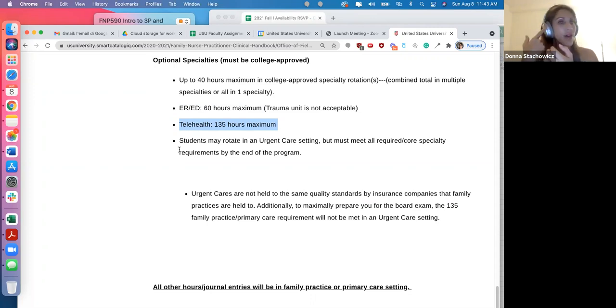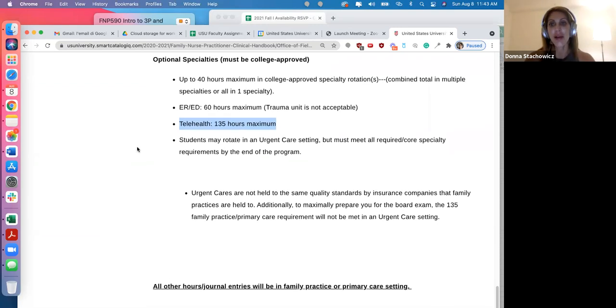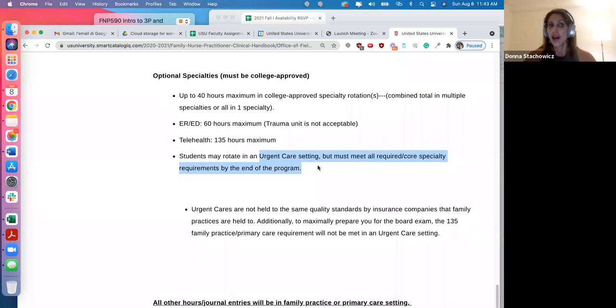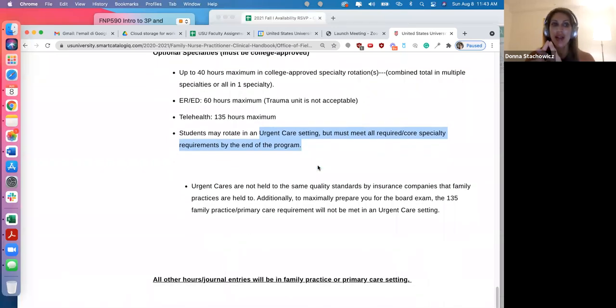If you did all your hours in telehealth, you'll never know how to look into a patient's ear and diagnose an acute otitis media versus an effusion. If you didn't see patients in person, you might not be able to distinguish the subtle differences in their croup or their RSV sounds. You need to listen and look, and you need to have hands-on care. So you must have direct face-to-face care and only a total of 135 in telehealth. Now, that's not a minimum. You don't have to get 135 hours in telehealth. That's the maximum, okay? You may rotate in an urgent care setting, but you must meet all the required specialty requirements by the end of the program. So you've got to have primary care peds, you've got to have women's health.